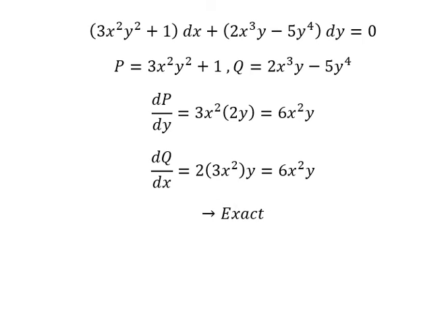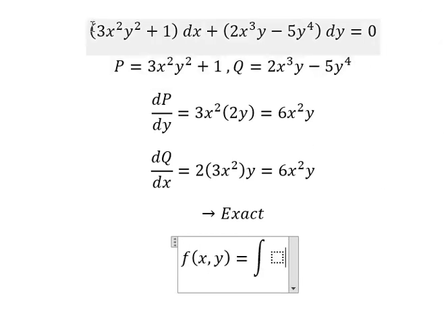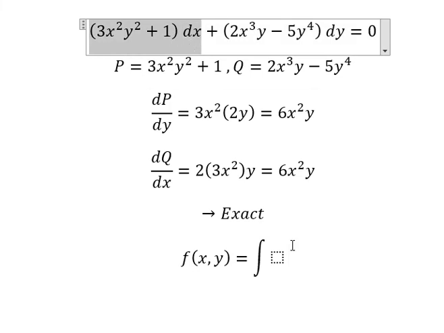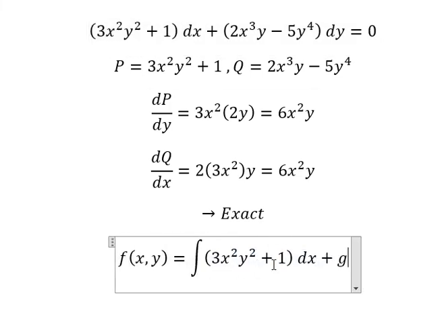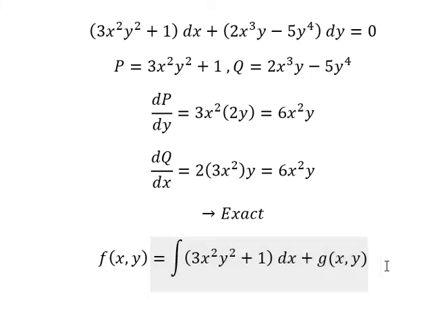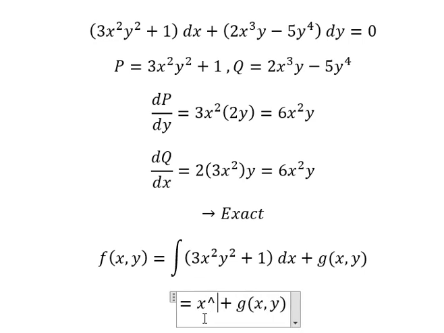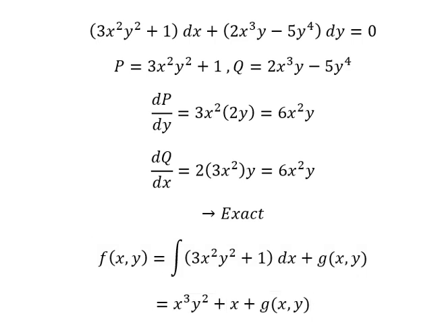Now we need to set up the function f(s,y). f(s,y) equals to the integration. So I choose this one plus 3sy. So the integration of 3s squared, that is s to the power of 3 y squared. Number 1, that is s.